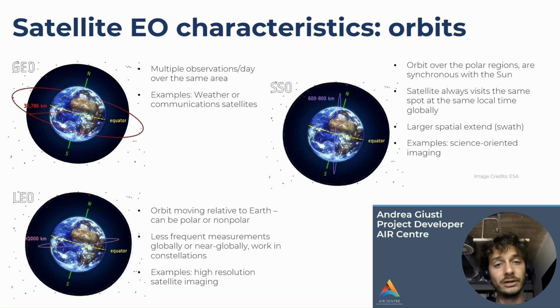Lastly, we have the polar orbit and sun synchronous orbit. These satellites pass over the poles and are aligned with the sun, allowing them to revisit the same spots on Earth at the same local time each day. Like capturing an image of Paris every day at midday.